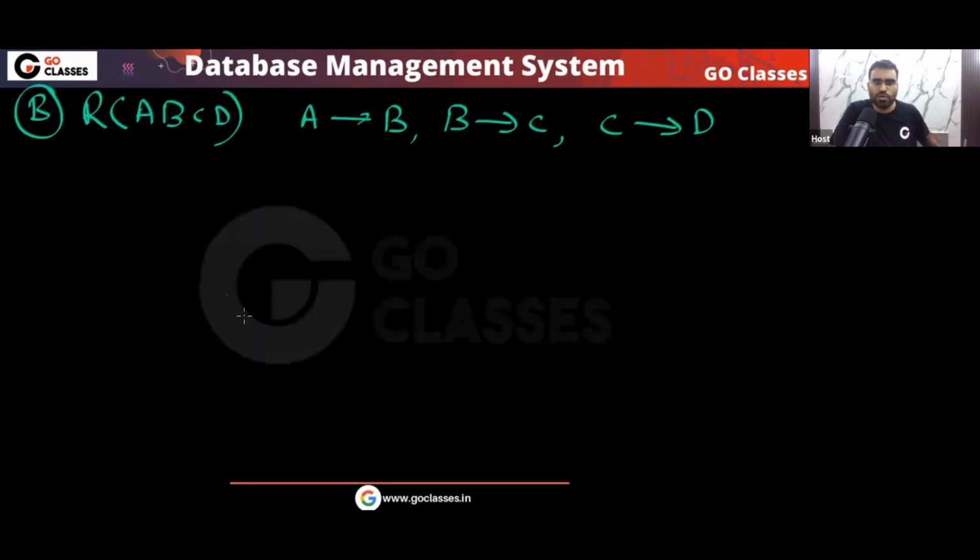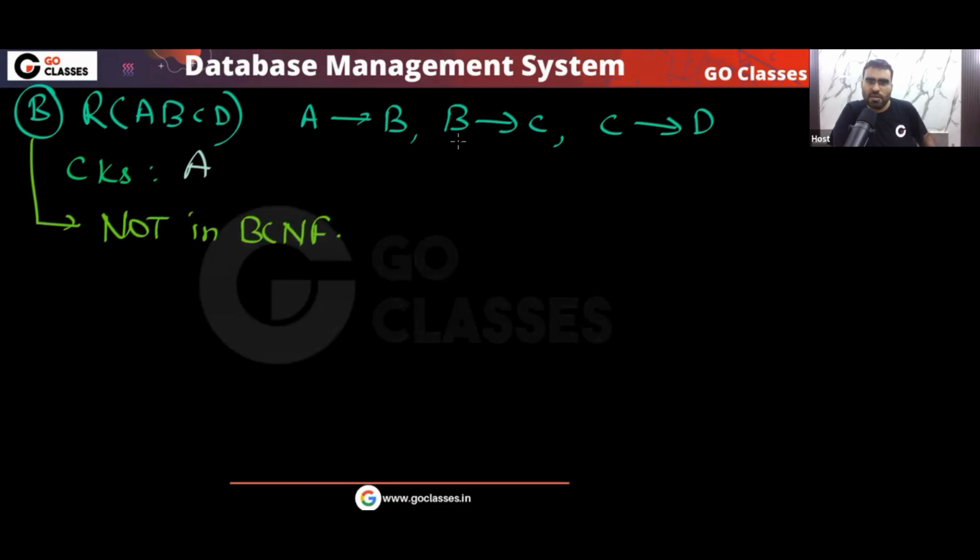Okay. So first you tell me, is this in BCNF? First you check, is this in BCNF or not? What are the candidate keys? See, there is only one candidate key, that is A. So definitely this is not in BCNF. Yes or no? This relation is not in BCNF. Okay, what are the violations? This is a violation of BCNF because this B is not a super key.